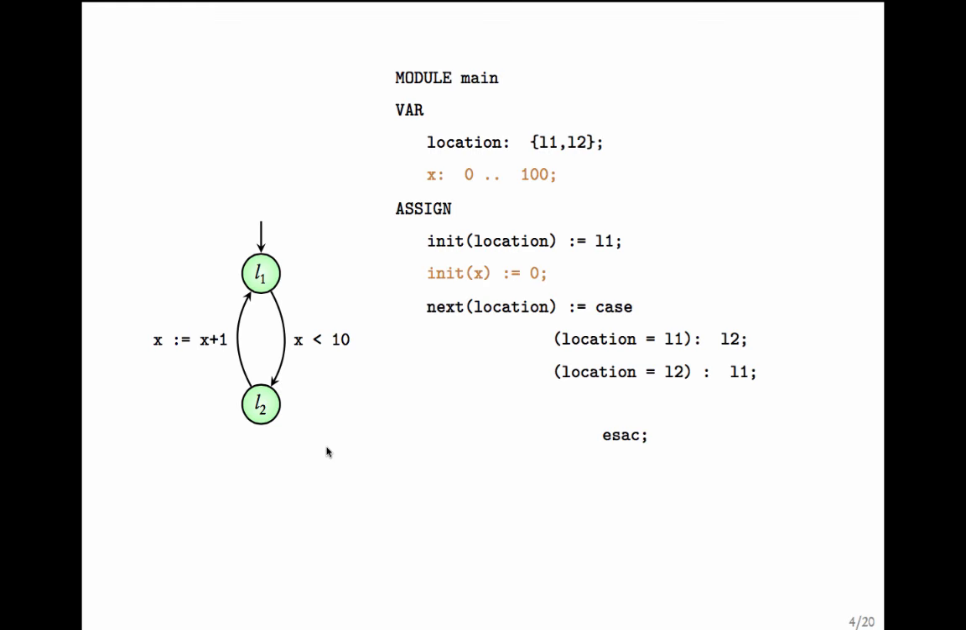What about the transitions? The first change is here. Instead of just saying when location is L1, go to L2, you need to say that when location is L1 and x is less than 10, go to L2. Notice that these two cases do not exhaust all possibilities. In particular, when location is L1 and x is bigger than or equal to 10, what do we do? To say that, we need to add this statement which says that if these two conditions fail, then do not change your location.